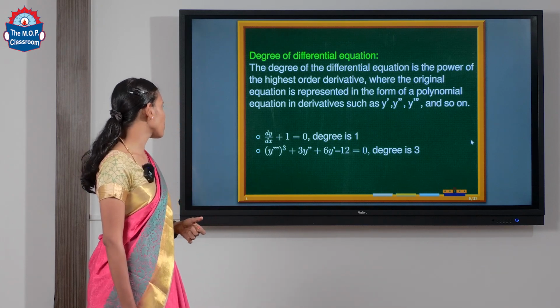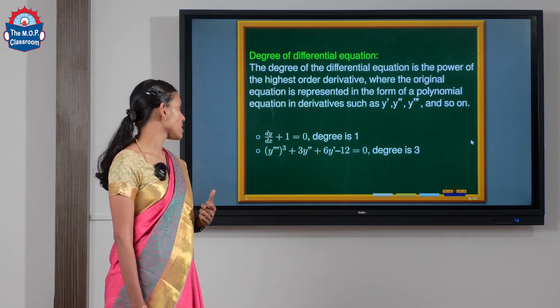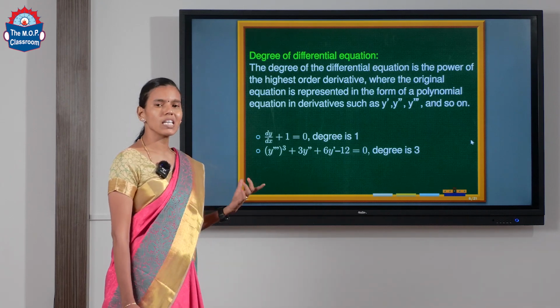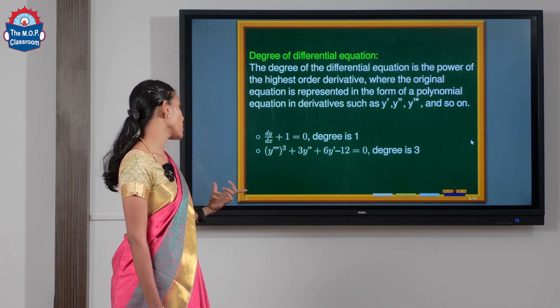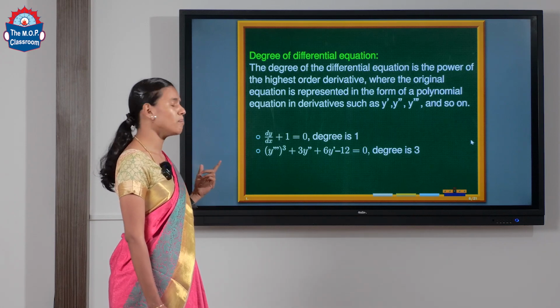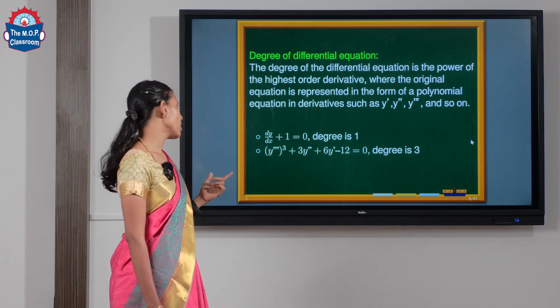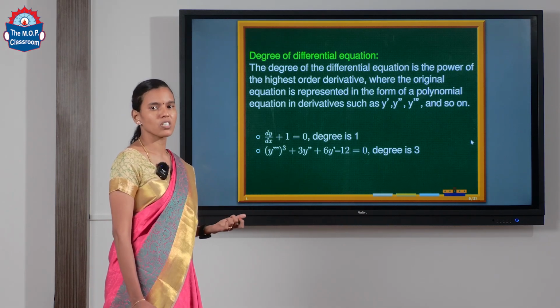When I go for the second equation, it is y triple dash power cube plus 3y double dash plus 6y dash minus 12. So this equation is of order 3. Now I have to check the highest order of this equation and the highest order is again going to be 3. So next thing that I have to check is the power of the highest order. So the power of the highest order is 3. So the degree of this particular equation is 3.